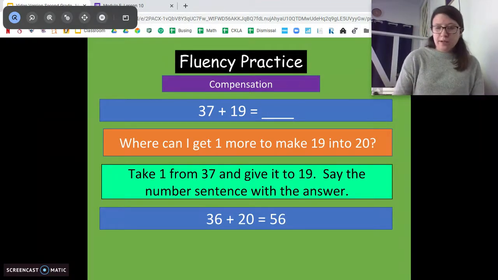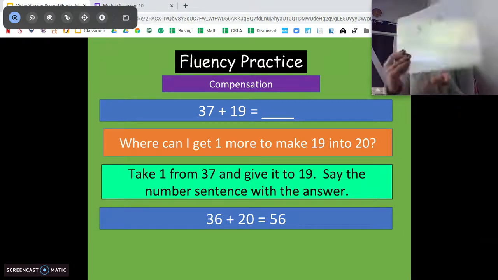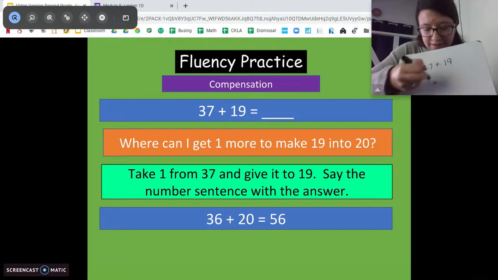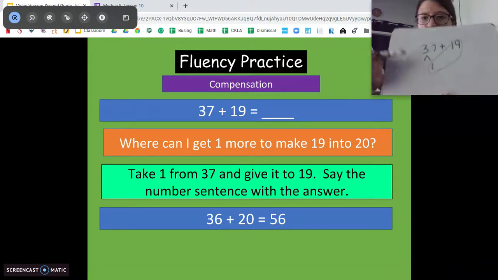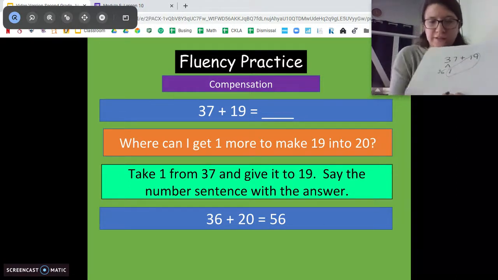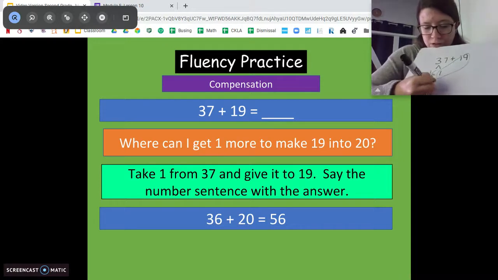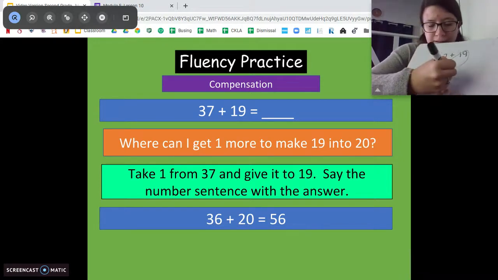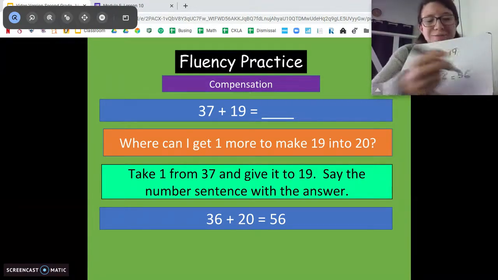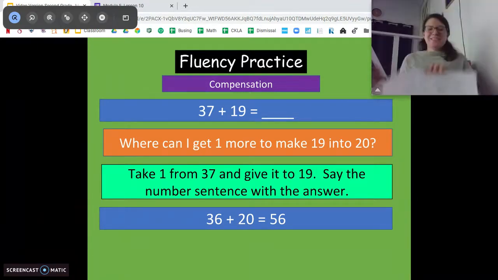I'll draw it out for you one more time. We have 37 plus 19. We want to get this 19 to 20, so we take 1 out. What's our other part in our number bond? Perfect. 36. So we have 20 plus 36 equals, it's hard for me to write upside down, 56. Ta-da! All right, do it again.